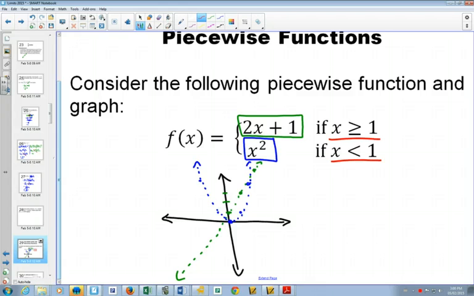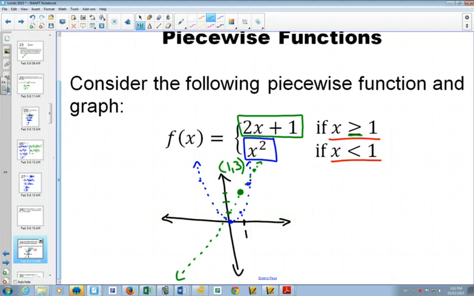So we're going to graph 2x plus 1 only when x is bigger than or equal to 1. Well, here's 1 on my x-axis. And on my green graph, when I plug in 1, 2x plus 1 is 1 comma 3. So on my green graph, I'm going to label that point 1 comma 3. I'm going to label it with a solid dot because we had this equal sign there.